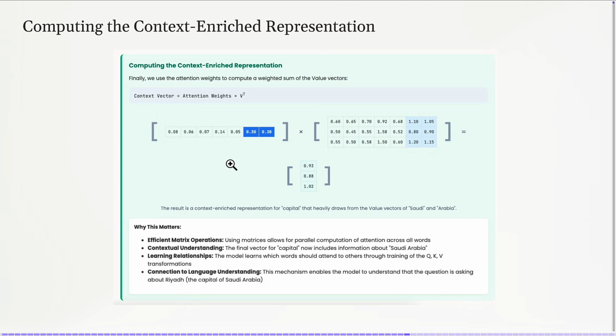Okay, this is just a summary of what we've mentioned so far: computing the context-enriched representation. We have the context vector, which is the attention weight multiplied by the value matrix of all values. This provides the context vector, or a context-enriched representation of our input sentence. Why does this matter? It is an efficient matrix operation. Using matrices allows for parallel computation of attention across all words.